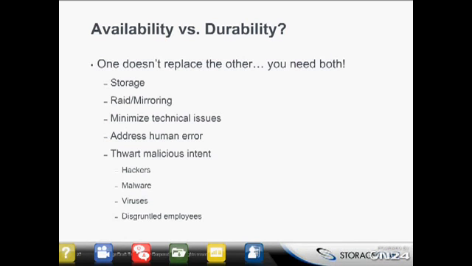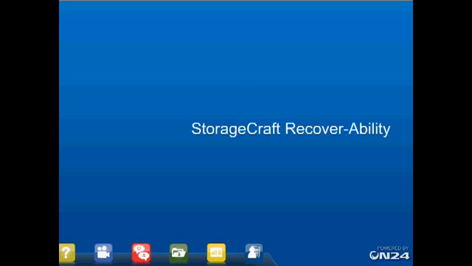And of course, the human side fits in with malicious intent as well. There might be hackers, malware, viruses, and even disgruntled employees that decide to say goodbye in a less than equitable fashion. But the whole idea here is that we want to have a solution that provides not only high availability but recoverability.